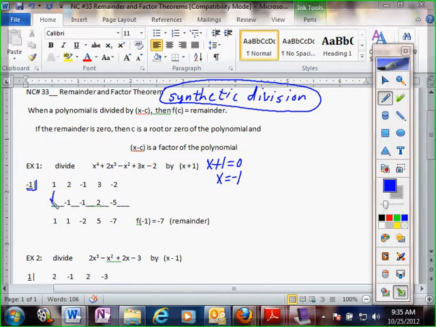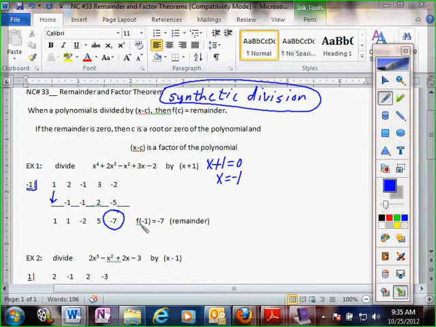The first step is to bring down the leading coefficient 1 and then multiply. Negative 1 times 1 is negative 1. That goes here, and then you combine these two. 2 and negative 1 yields a positive 1. Then negative 1 times 1 is negative 1, and when you combine these two, you get a negative 2. Negative 1 times negative 2 is positive 2, and when you combine these, you get 5. Then negative 1 times 5 is negative 5, and when you combine these two, you get negative 7. So our remainder here is negative 7, and we found that by doing synthetic division.